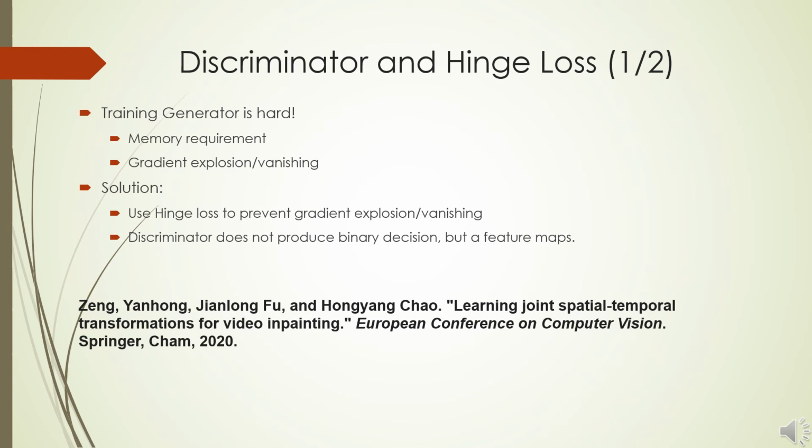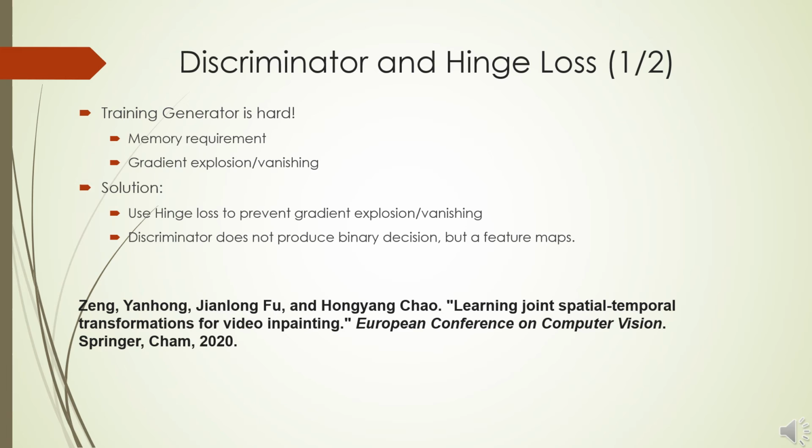Next, let's discuss the discriminator and the loss components of the network. One of the main challenges of GAN is that training the generator is very hard. This is because of the high memory requirement, but also because of the unstable nature of the network. That is, the gradient can quickly approach 0 or go to infinity, and in both cases, the training becomes impossible.